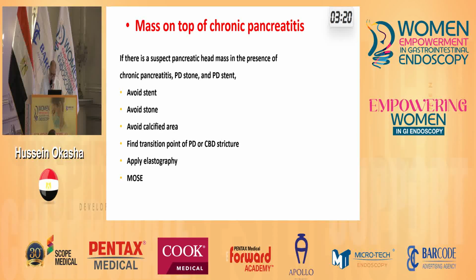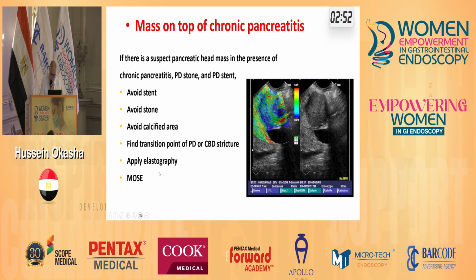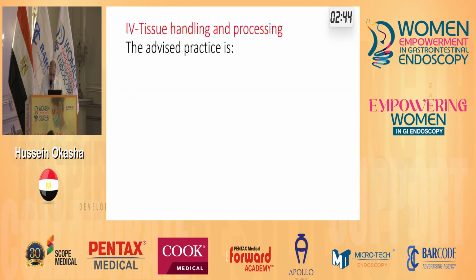If there is a mass and chronic pancreatitis with pancreatic duct stones or a pancreatic duct stent, try to avoid the stent, avoid the stone, avoid the calcified area. Find the transition point of the pancreatic duct and common bile duct, very important. The site at which there is a sudden change of the caliber of the duct. Here you should suspect the presence of a pathology. And applying elastography, of course, may be helpful, and always use MOSE. If MOSE is satisfactory, then okay. If it is not satisfactory, grade 0 or 1, you should repeat it several times to obtain enough sample.